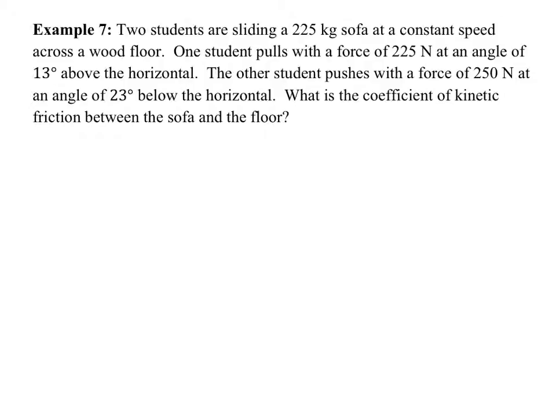So, it says 2 students are sliding on a sofa at a constant speed across a wooden floor. So, Francis, you be the first student. One student pulls with a force of 225 newtons at an angle of 13 degrees above the horizontal. What would that look like? If you were pulling on the sofa at an angle of 13 degrees above the horizontal. Upward and that. Yeah, so show with your arms.